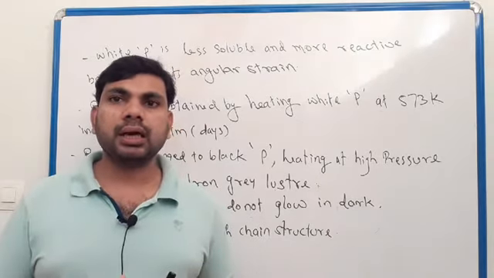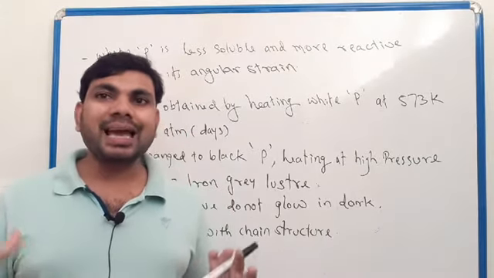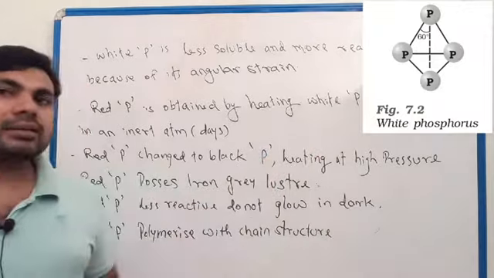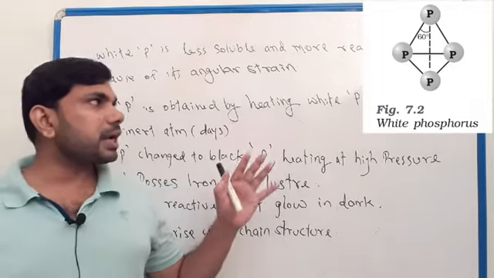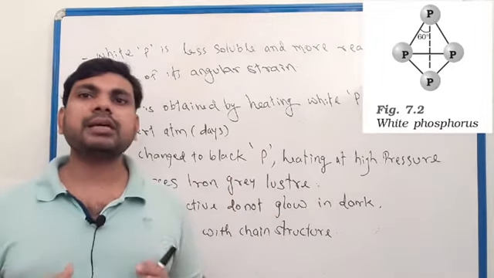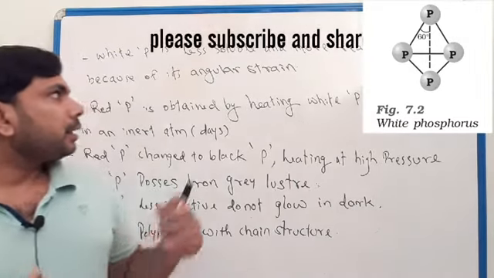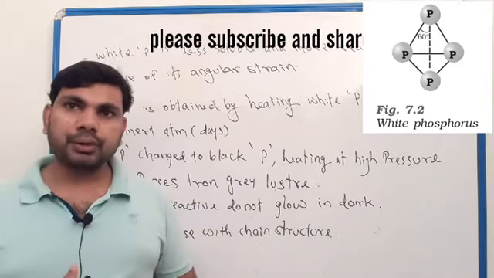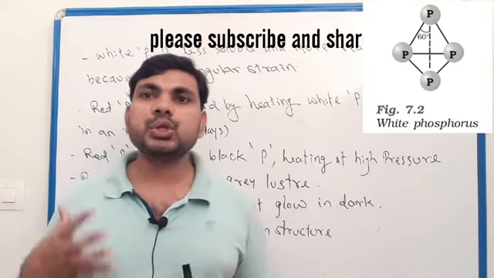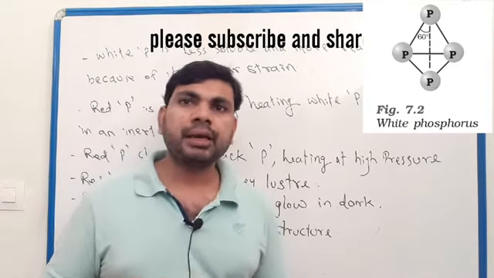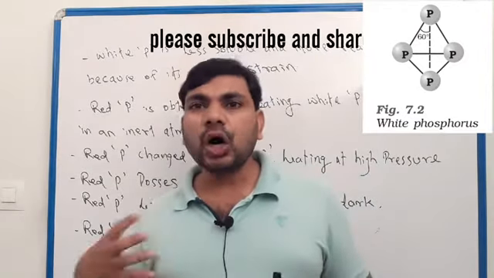Okay, next we have to understand that white phosphorus is highly reactive and less soluble in water because of its angular strain. You can see here the diagram for white phosphorus. Here the bond angle is 60 degrees, or the bond angle is less. Because of this small bond angle, they have high angular strain. That's why white phosphorus is highly reactive and less soluble in water.